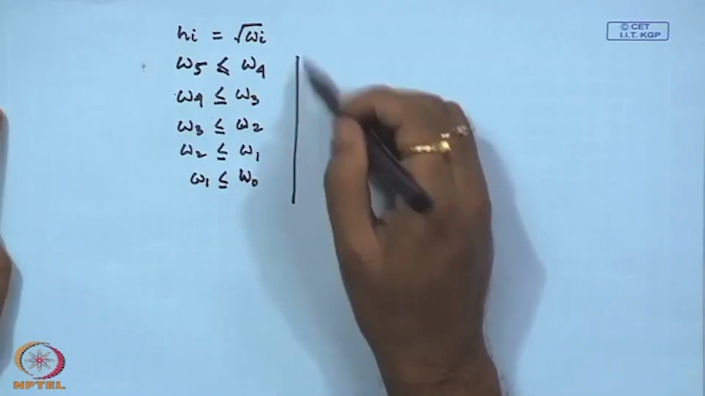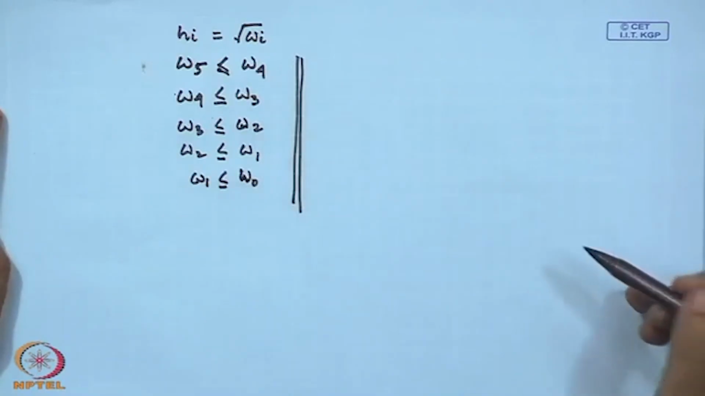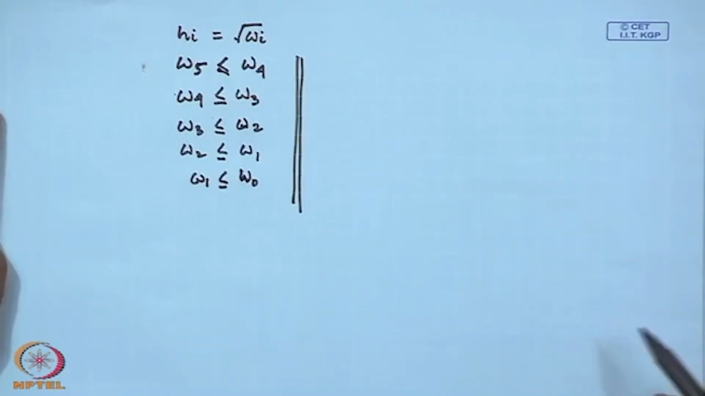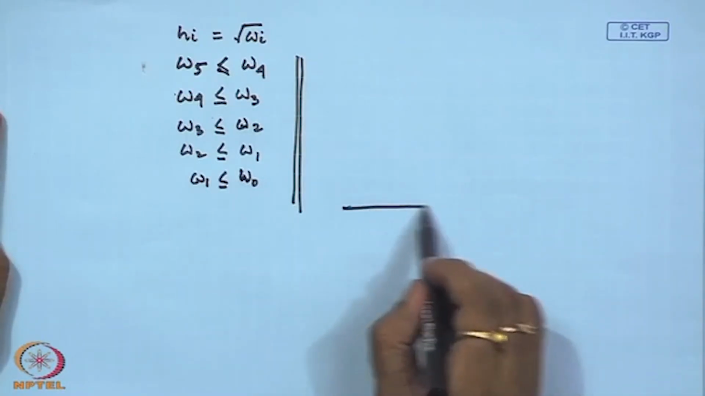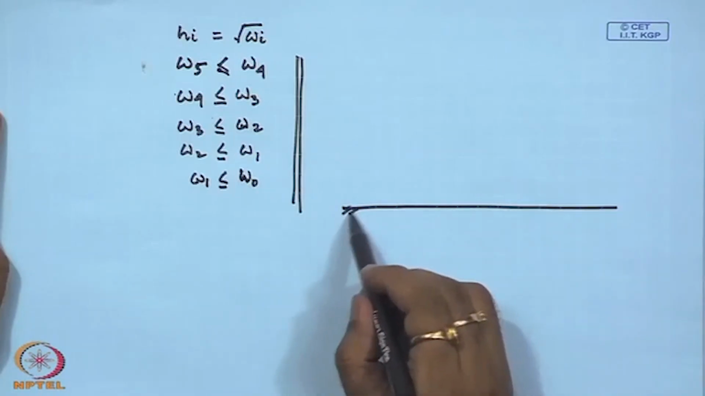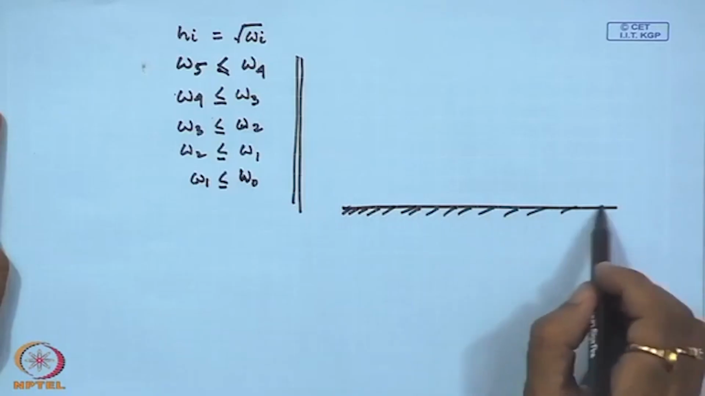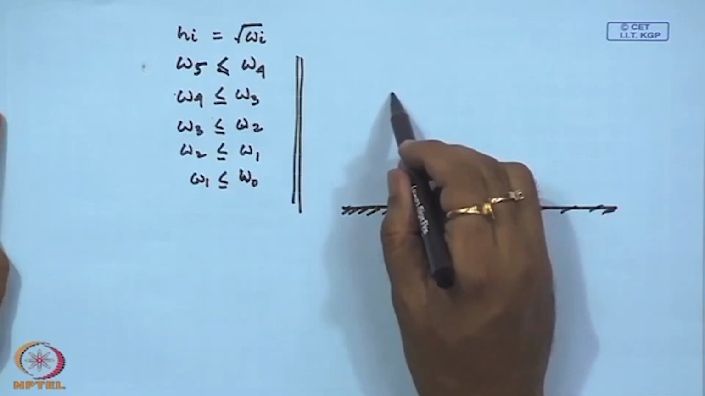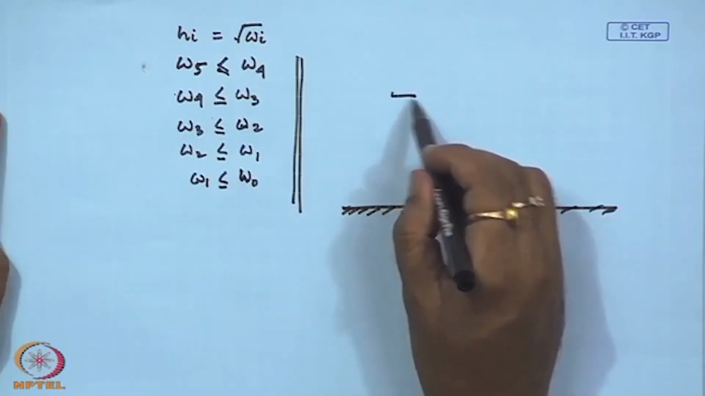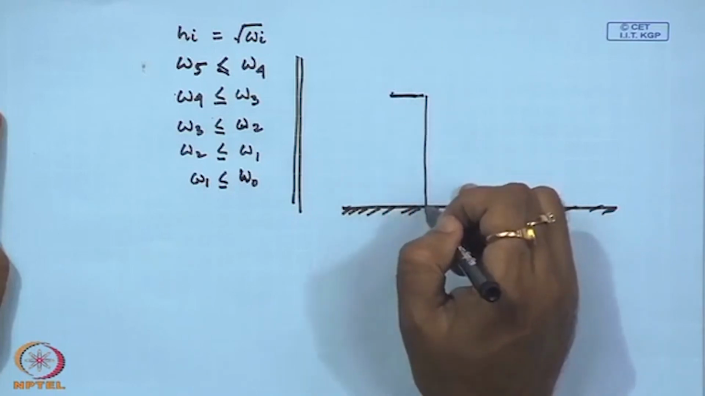So, like our previous confined aquifer problem, we can set another problem where this is the impervious datum, and we have 4 wells.